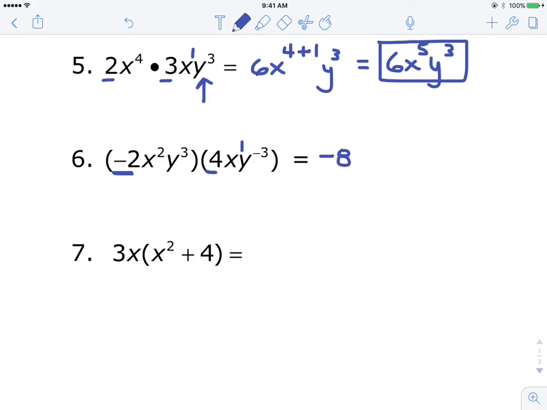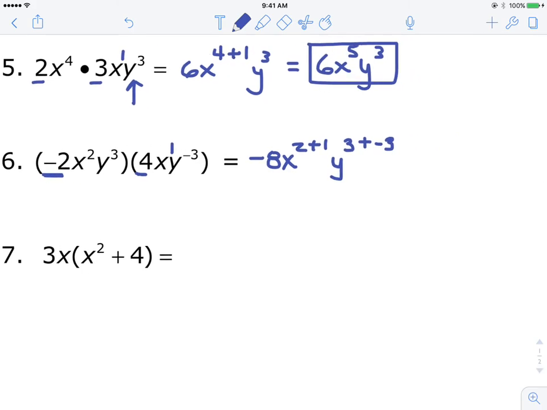And now the parentheses, nothing's between the parentheses, right? Remember, that does indicate we are still multiplying. So the x to the power of 2 in the first group and x to the power of 1 in the second group, those are going to get added. And we've got y to the power of 3 and y to the power of negative 3. So remember, I'm still going to add, but I'm going to add a negative 3.